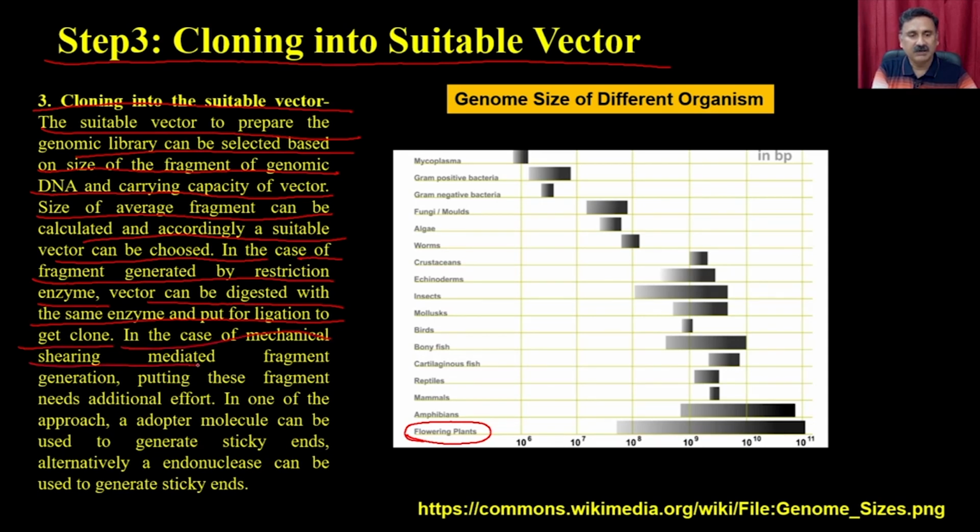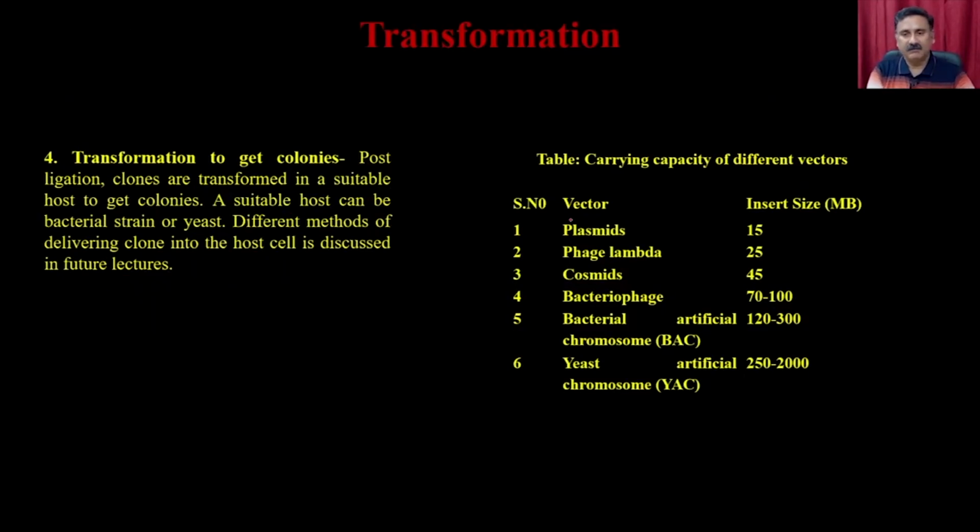In the case of mechanical shearing-mediated fragment generation, putting these fragments needs additional effort. In one approach, an adapter molecule can be used to generate the sticky ends. Alternatively, an endonuclease can be used to generate the sticky ends. So these are the fragment carrying capacities of some of the vectors. For example, plasmids, phage lambda, cosmids, bacteriophage, BAC, and yeast vectors, where plasmids can carry up to 15 kb. Depending on the size of the fragment you are going to get from a particular genome, you can use different vectors.